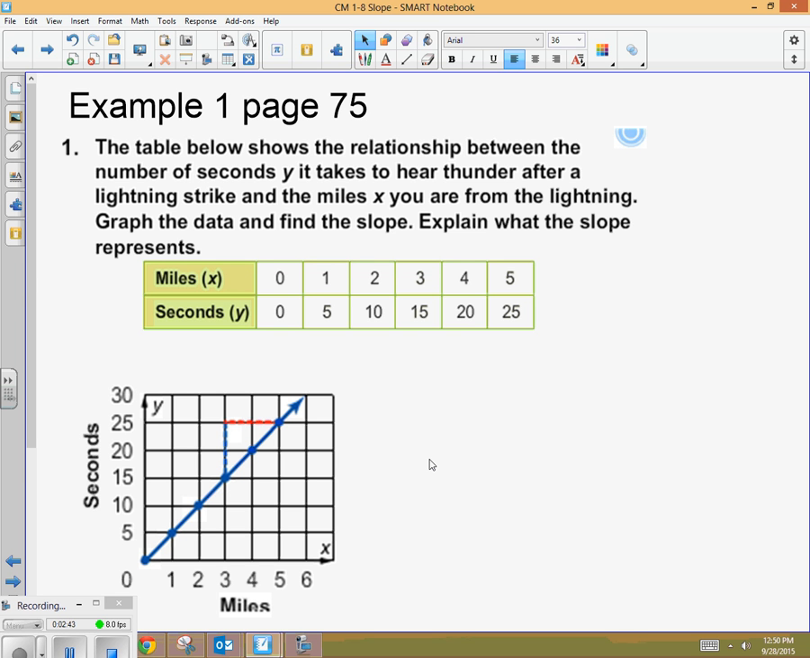Okay, starting on page 75, we're going to work on example 1. It says the table below shows the relationship between the number of seconds, or y, it takes to hear thunder after a lightning strike, and the miles, x, you are from the lightning. Graph the data and find the slope. Explain what the slope represents. So let's take a look at our table first.